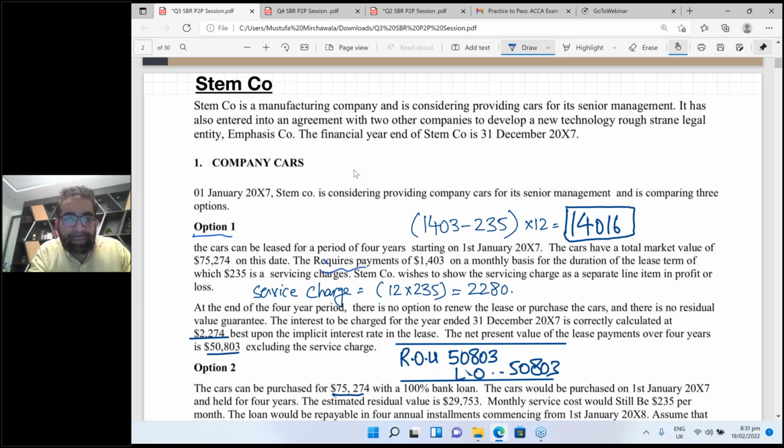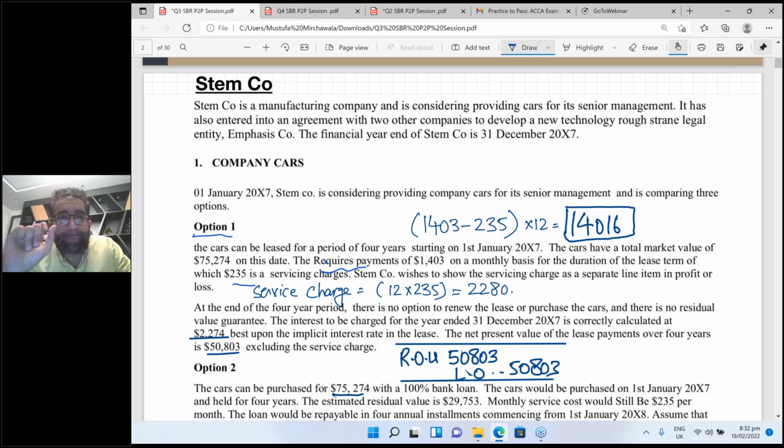The required payments of 1403 on a monthly basis for the duration of the lease term, of which 235 is the servicing charges. So servicing charges is a normal expense, and it will go directly in the P&L. If you are paying servicing charges to anybody, it's a normal expense, and it goes directly in the P&L as an expense.